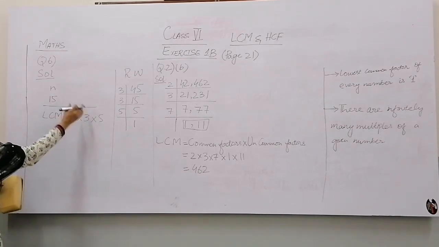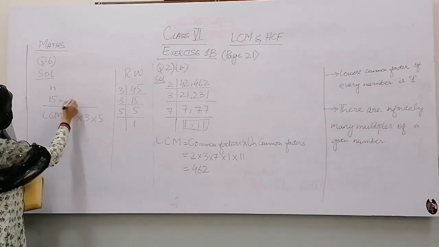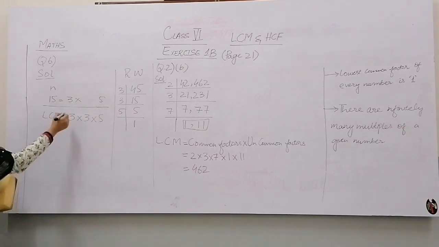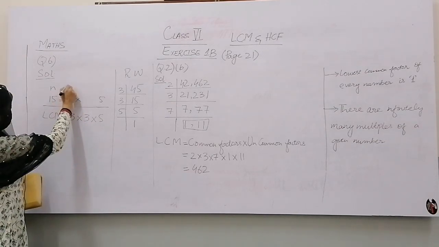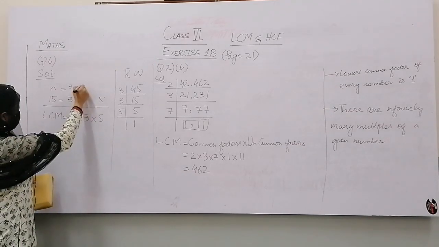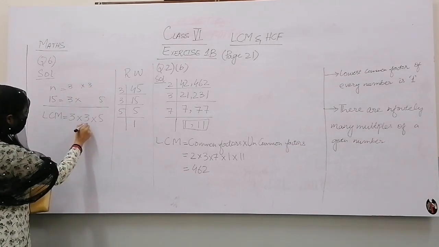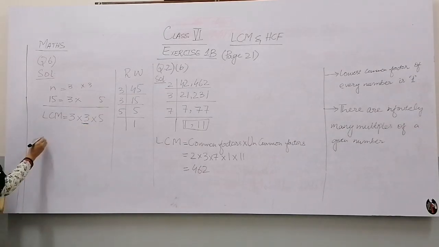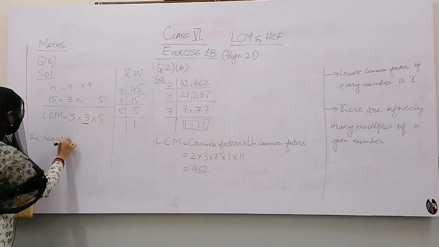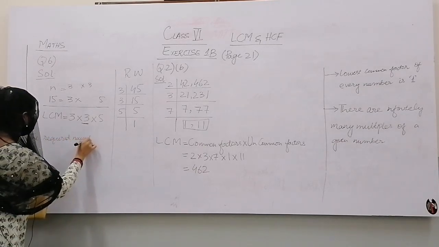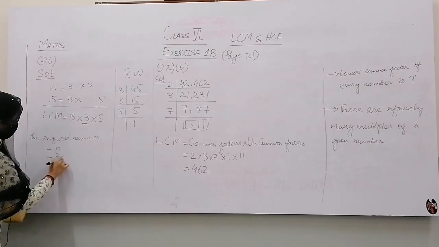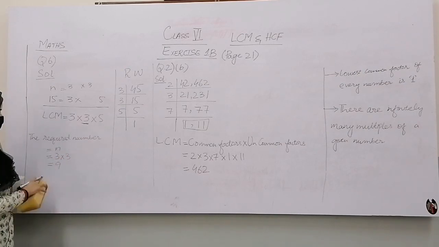Where do these numbers come from? As you know, 15 is 3 into 5. So there must be 3 over here to make it a 3 in the LCM, and a 3 over here which is present here. So the required number would be 3 multiplied by 3, that is 9.